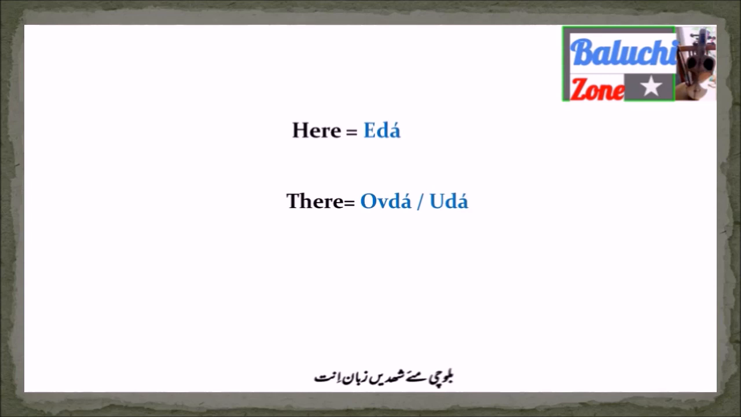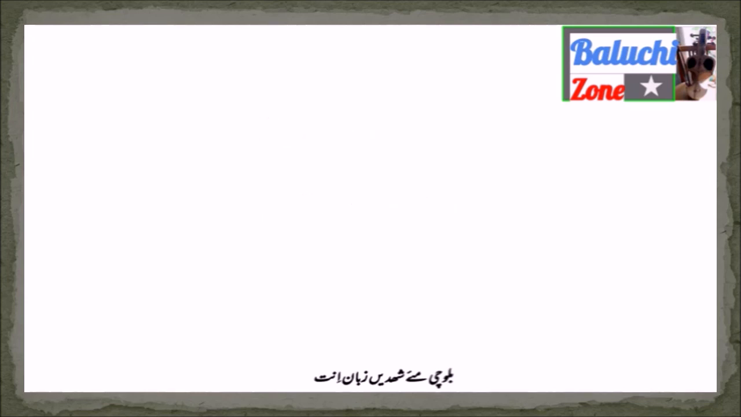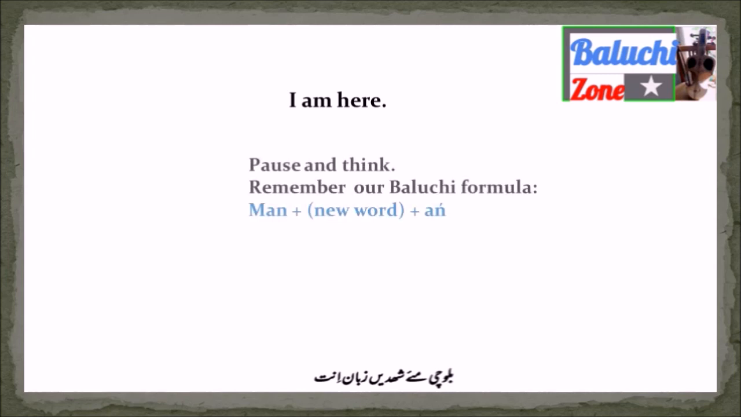To say here in Balochi, we say eda, eda. To say there in Balochi, we say weda, weda. Or if you want a Liori version of it, you simply say uda. Now that we have learned how to say here and there in Balochi, have a go at saying I am here in Balochi. Pause if you need to, and remember our Balochi formula for saying I am.